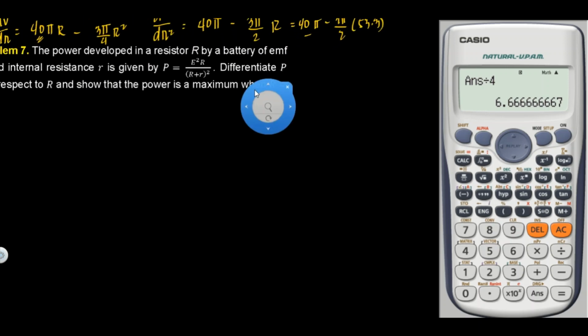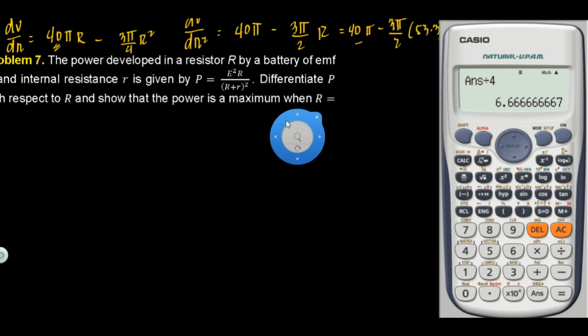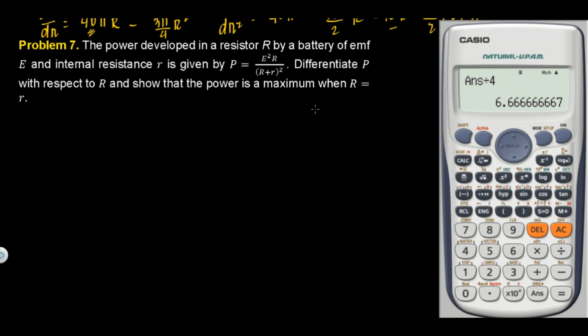Okay, let's answer number 7. Okay, medyo lakihan ko lang para makita ng maayos. The power developed in a resistor R by a battery of EMF or electromotive force E and internal resistance small r is given by P equals E square R over R plus small r, then square. Differentiate P with respect to R and show that the power is a maximum when R equals small r.